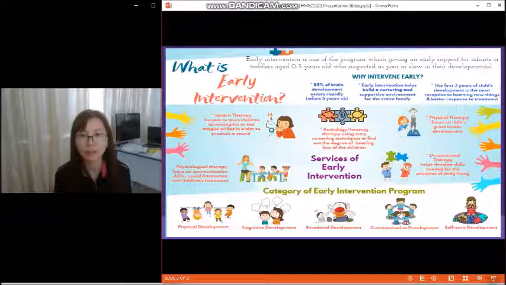Audiology therapy or hearing therapy uses various screening techniques to find out the degree of hearing loss of the children. Hearing is the first part of the children learning to talk. Normally they will listen to instructions from their parents or music so that they can learn to talk. So it is a very important part and is the first step for the children to get help from early intervention.